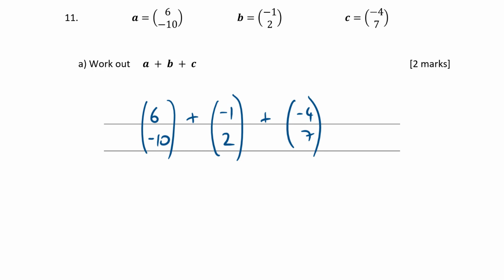When I add column vectors like this, I'm going to be adding the x components together, those three, and I'm going to add the y components together, the -10, the 2, and the 7. So what does that give me? 6 plus negative 1 is 5, plus negative 4 is 1. And negative 10 plus 2 is negative 8, plus 7 is negative 1. So that's going to give me 1, negative 1.